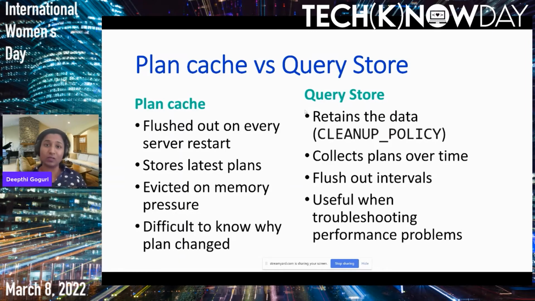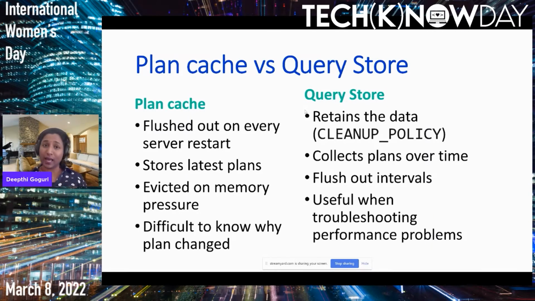But that's not the case with the query store. All the data will be retained based upon your cleanup policy. The cleanup policy that you set for the query store can be anything, based upon your needs, but the default is 30 days. If you are using the plan cache, it will store the latest plans. Whenever there is memory pressure, the least recently used queries will be flushed out, so you always have those latest plans. But with the query store, the plans will be captured over time.